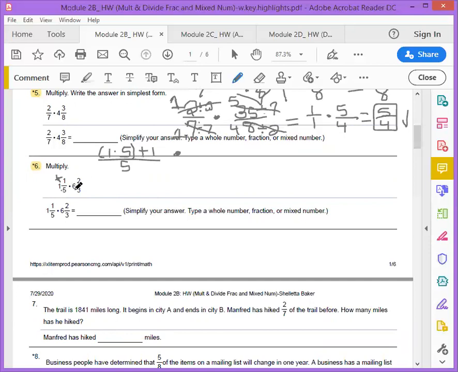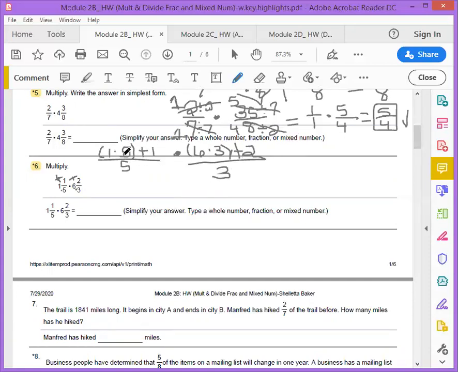Then 6 times 3 for the second fraction in the numerator, 6 times 3 plus 2. And remember, the denominator stays the same, so our denominator will remain 3.